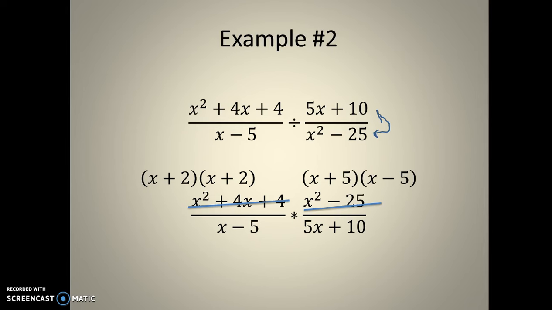On the bottom, x minus 5 is not going to factor. But 5x plus 10, I can take a 5 out of both of those. So when I take a 5 out, I end up with x plus 2.